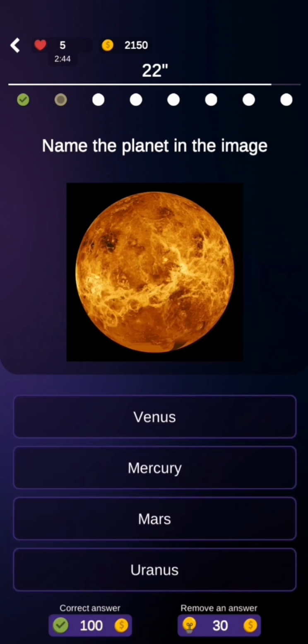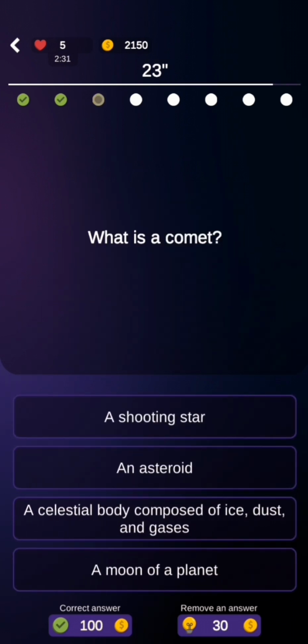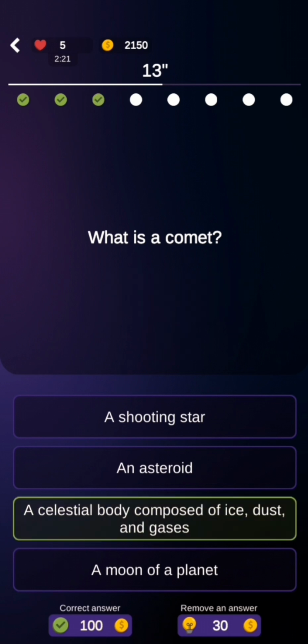Name the planet in the image. Bro, it kind of looks like Mars, kind of looks like Venus. I think we're going to Venus. Maybe Mercury? I think there's more pictures of that, more recent pictures of that. What is a comet? A celestial body composed of ice, dust, and gases. Bro, if that's the longest answer compared to all the other ones, that's gotta be right.